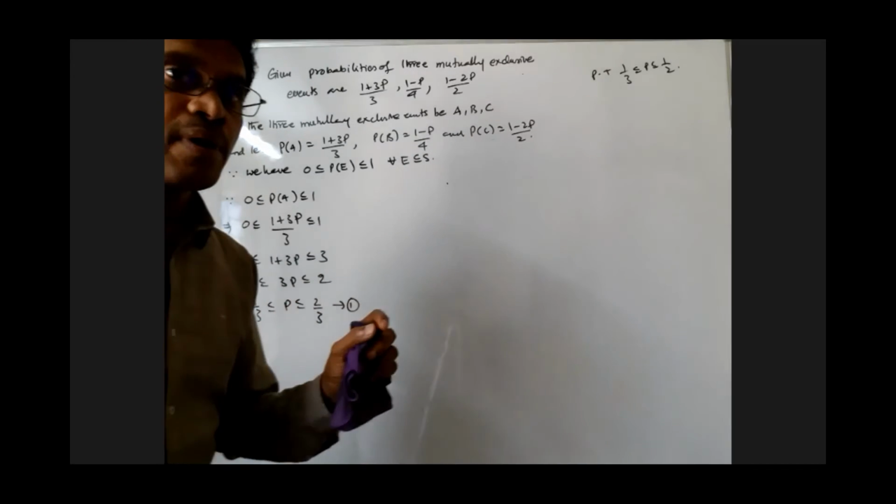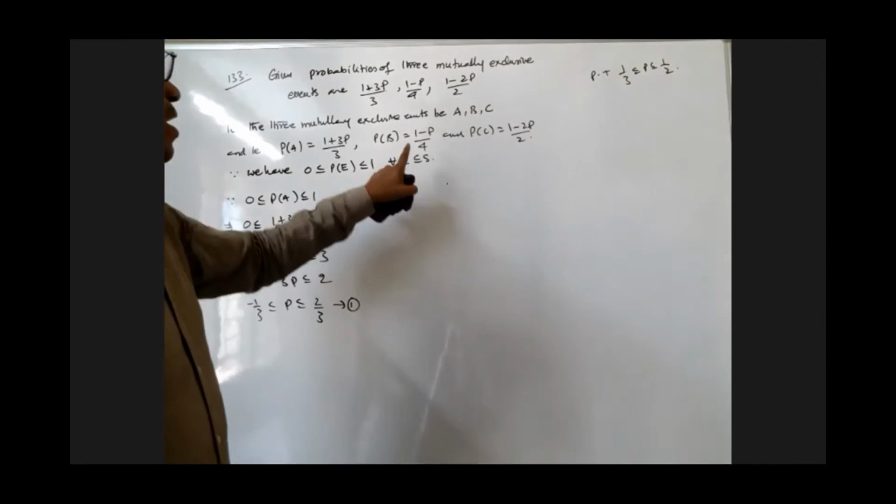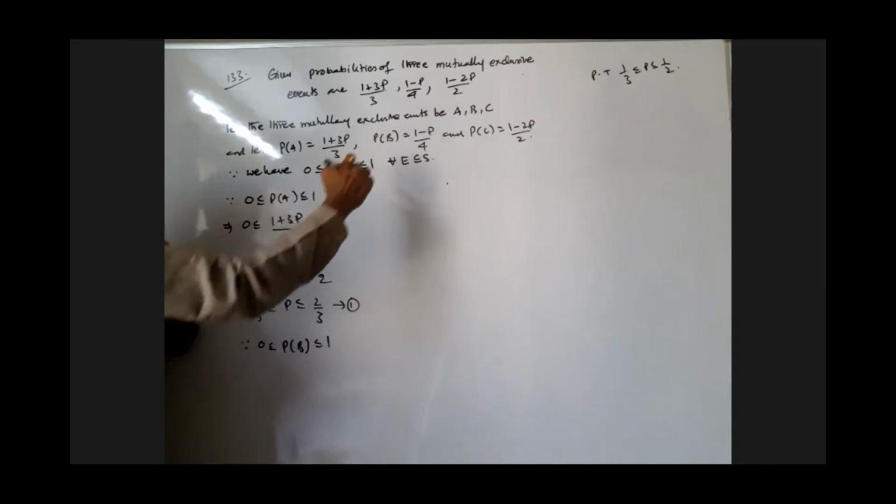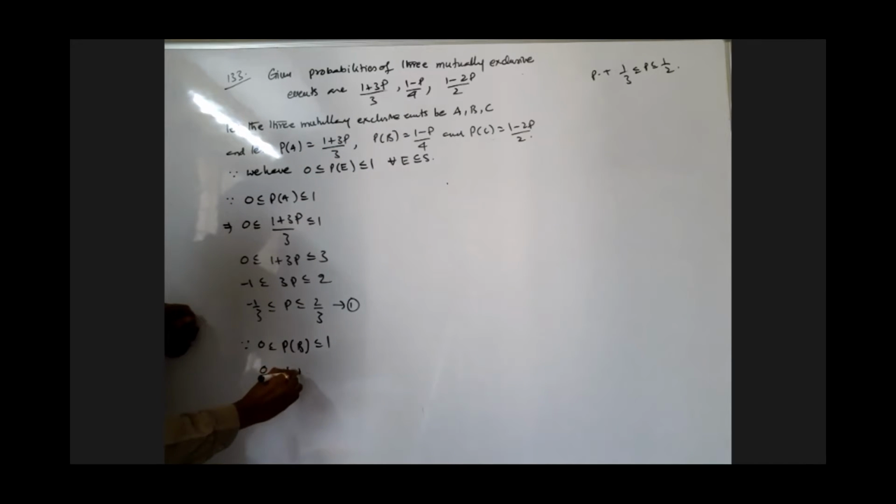This is the first one we got, by taking probability of A to lie between 0 to 1. Now I'm taking probability of B. Since 0 is less than probability of B, which is also less than or equal to 1, guess what this one is, my dear? 0 is less than (1 minus p) by 4 less than or equal to 1.